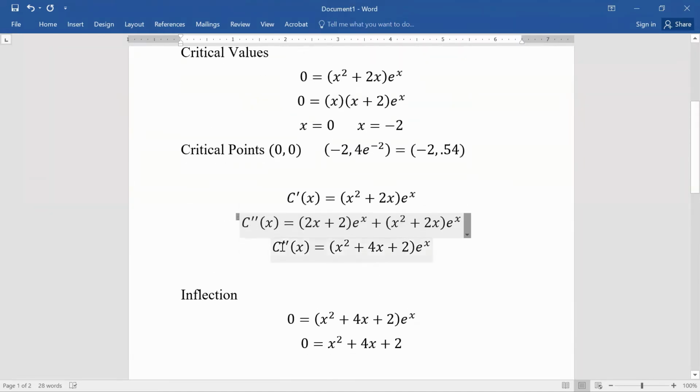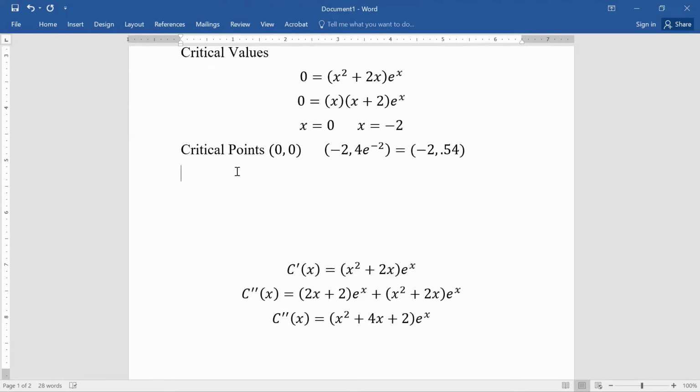Since I have the second derivative here, I might as well look at the concavity at my critical points. Let's do concavity when x is equal to 0. When x is equal to 0, I plug in 0 into my second derivative.